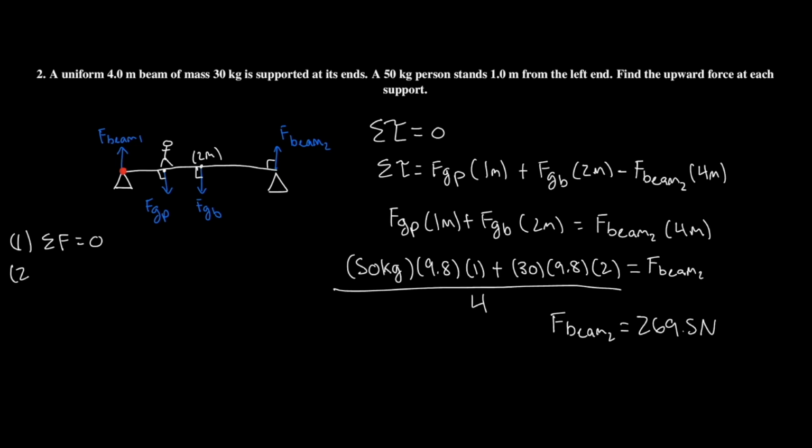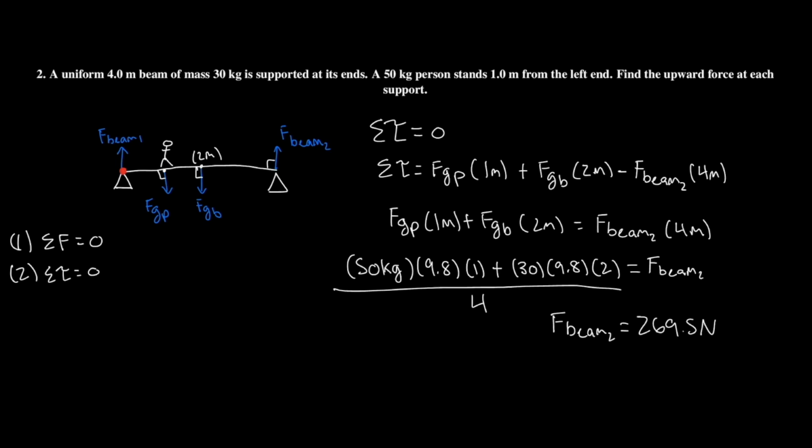The other thing we could do is choose a new axis of rotation. We can choose an axis of rotation on the right support now. That means that F beam 1 will no longer cancel out, but F beam 2 will cancel out. And so we can solve for F beam 1. Here, I'm going to choose, for simplicity, to do option 1. But there are two different ways to do this one, through forces or through torques.